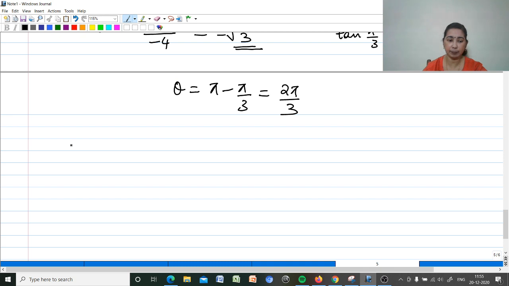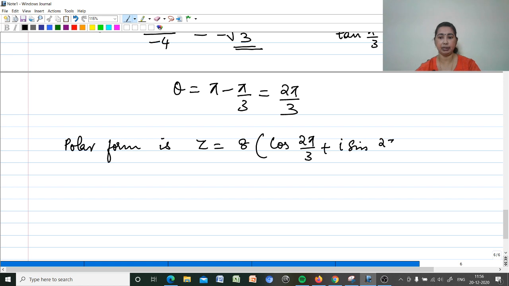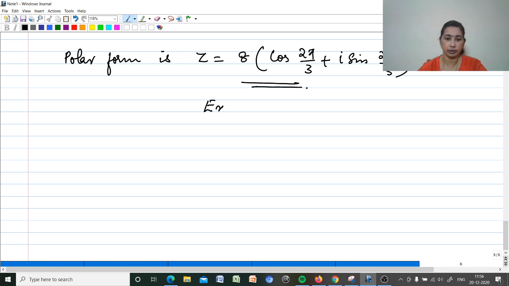Now what is the polar form? So the polar form is z is equal to, r we got as 8, into cos 2 pi by 3 plus i sin 2 pi by 3. Okay. Now next we are moving on to exercise 5.2.